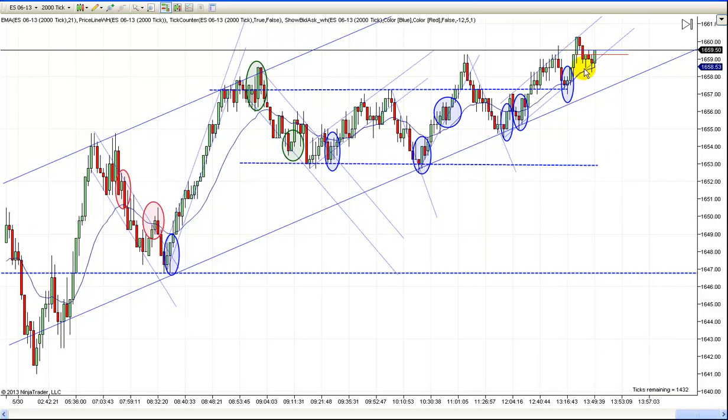And hopefully you can see that one leg back, a pullback correction, then a second leg back. So that's a two-legged correction back to the EMA, and now prices are trying to go higher, and there it goes.